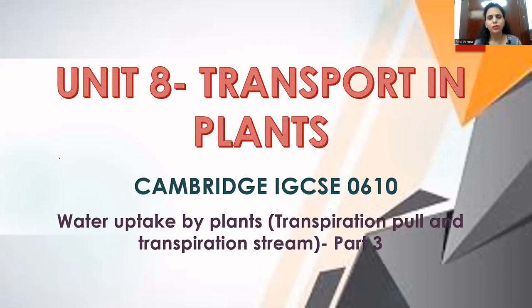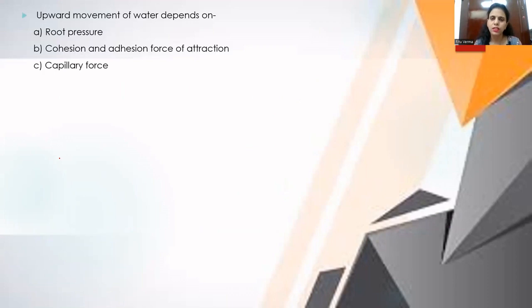Everyone. In this video, we are going to learn about transpiration pull and transpiration strain. In the previous video, we learned about the process of transpiration, and we know that excess water from the leaves of the plant is lost in the form of water vapors. These water vapors move out of the leaf through tiny pores present on the lower surface of the leaf, and these tiny pores are known as stomata.